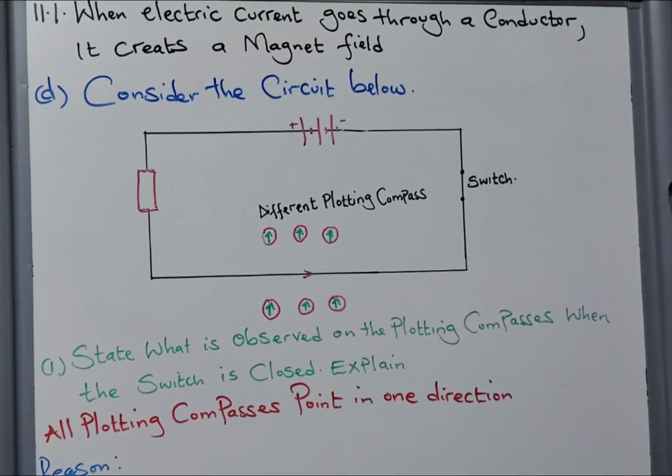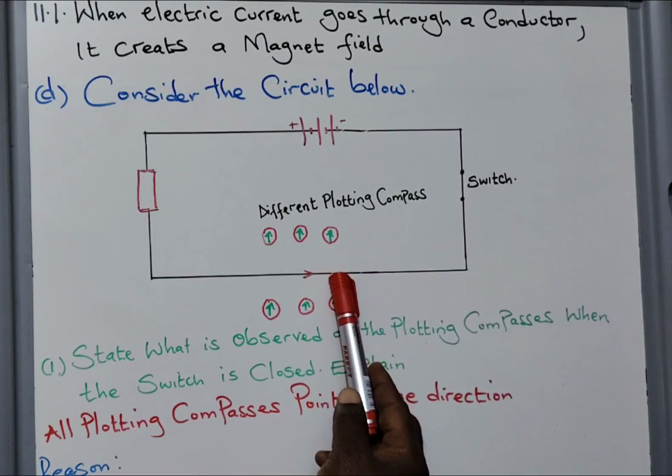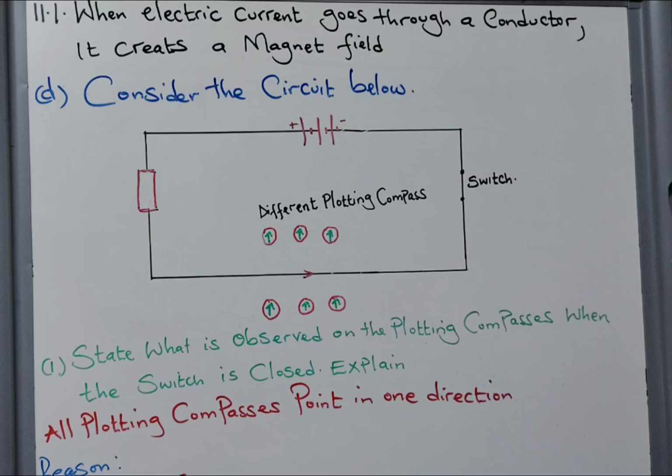Then we come to the reason. What's the reason for all these plotting compasses to point in one direction? The reason is that when electric current is passing through the conductor, it creates a magnetic field.